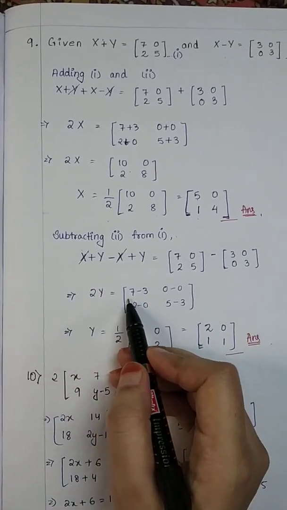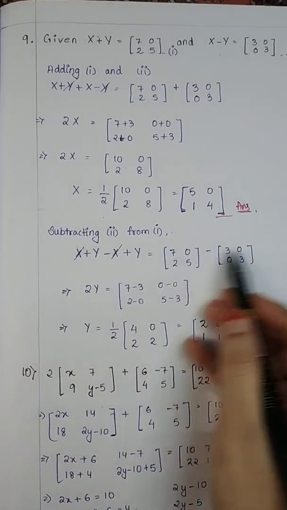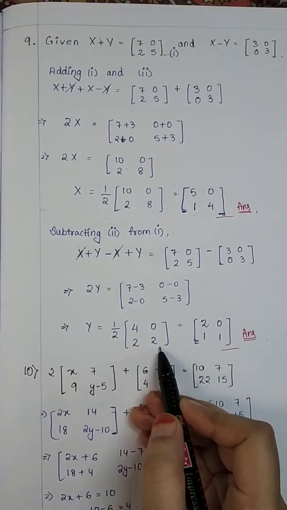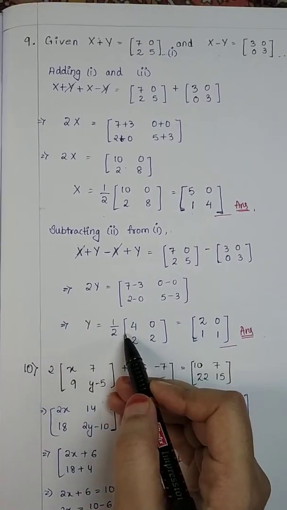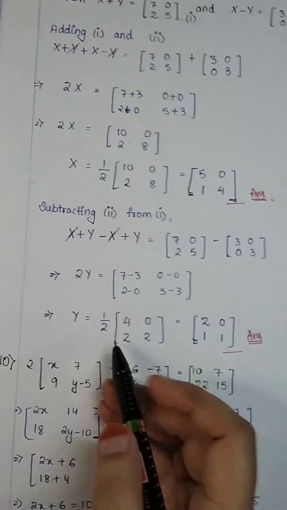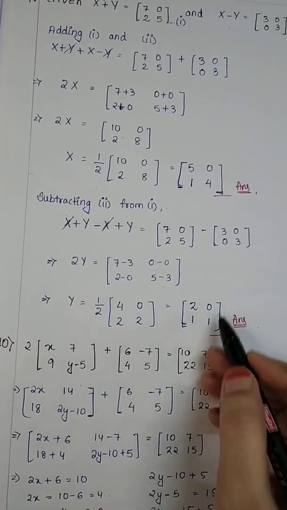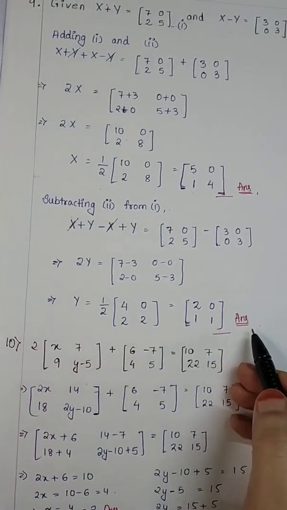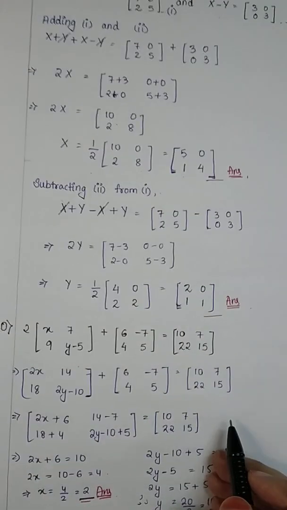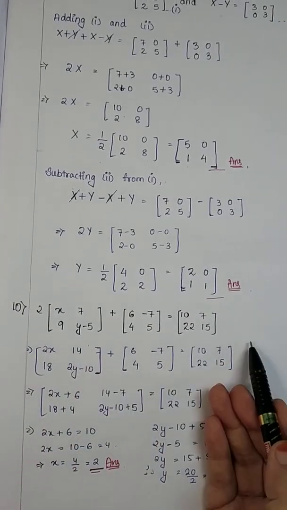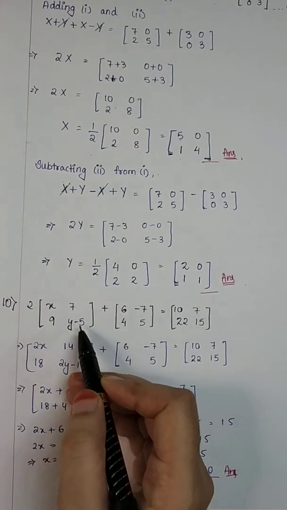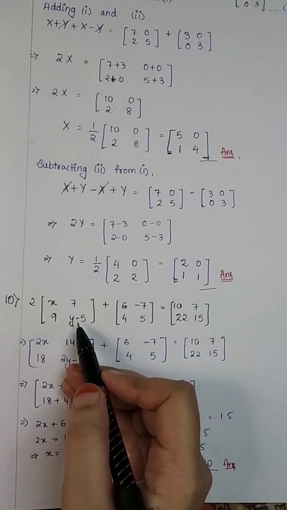So 2y is equal to, after subtracting them, we have got 4, 0, 2, 2 matrix. Now divide it by 2, so you will get 2, 0, 1, 1 matrix. So this is the value of y. Now question number 10, here the matrices are given, but in between some elements are not given. So we have to find the value of x and y.